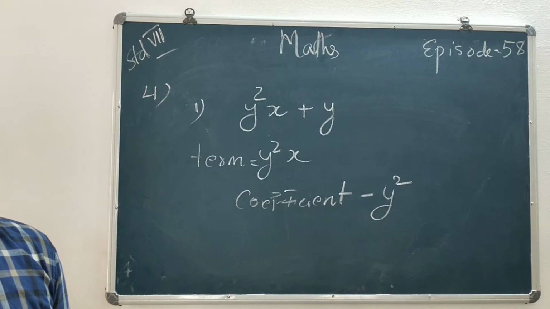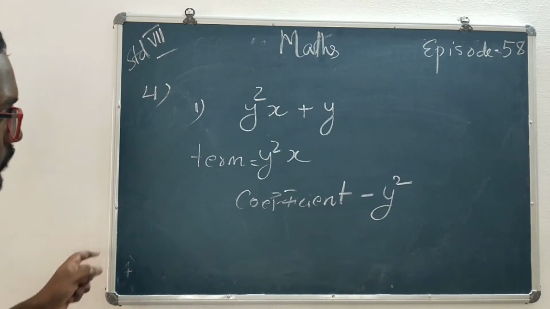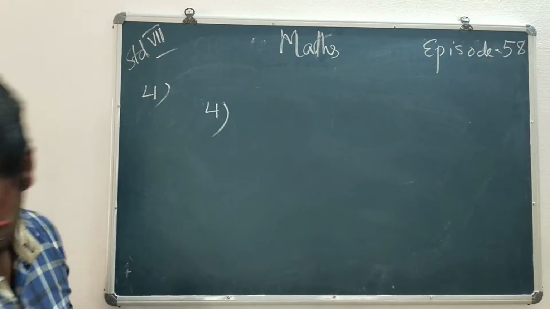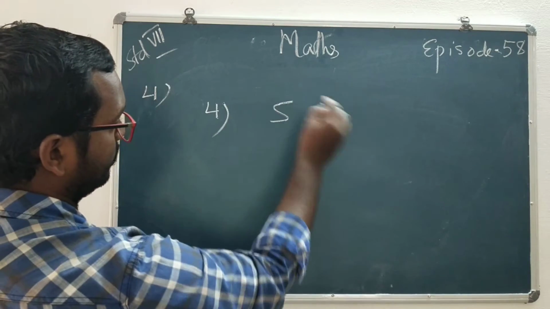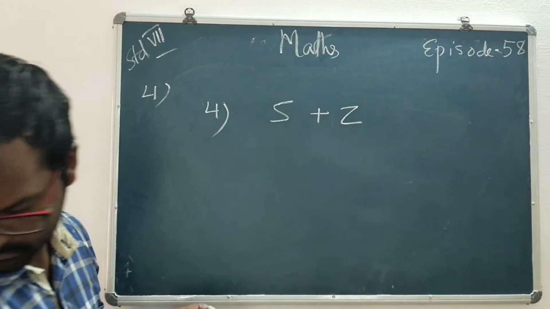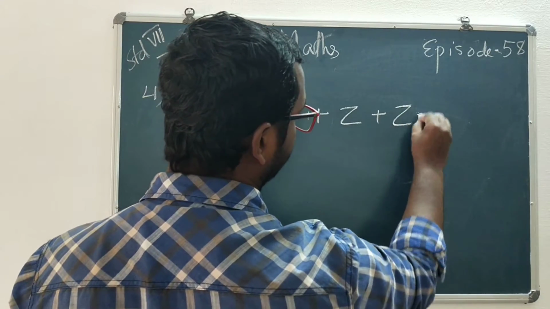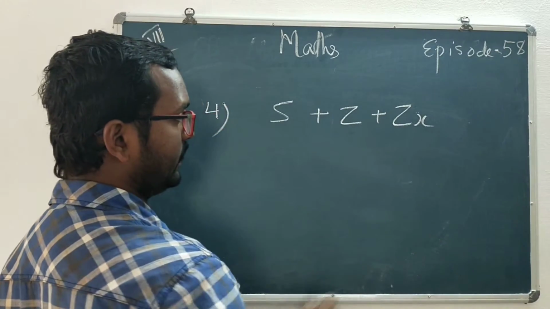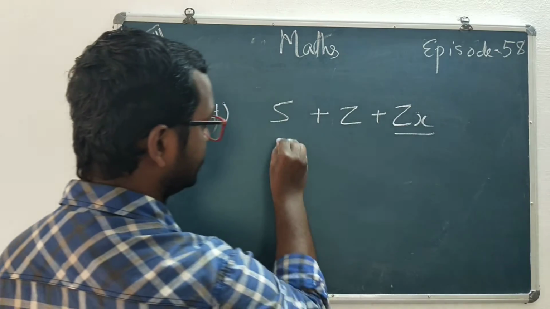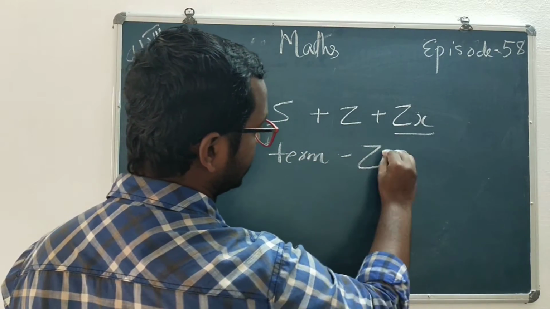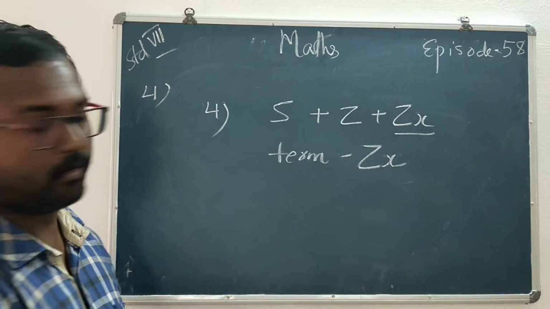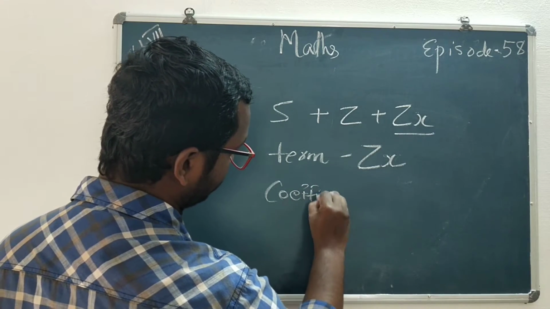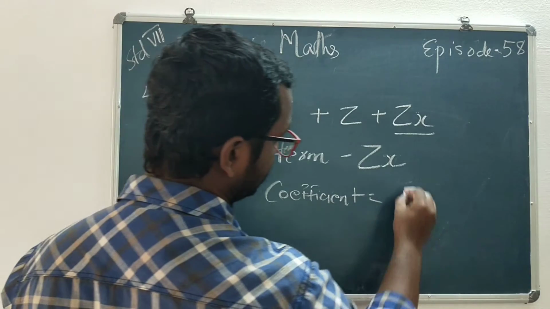Now let us look at the fourth one of the same question, which is 5 plus z plus zx. Now look here, identify terms which contain x. Tell me, where do you see x? X is here. So what is the term? This is the term which has x. And the next thing is, give the coefficient of x. Coefficient of x is going to be z.